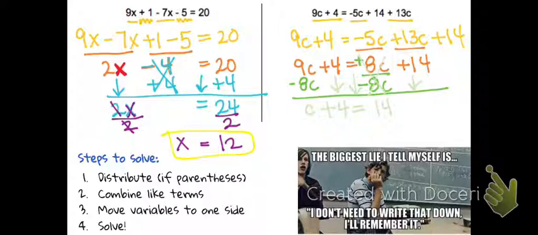Now there's just one thing happening to c. We're adding 4. So let's just subtract 4 from both sides, because that cancels out and we're just left on the left side with c. On the right side we have 10. So c equals 10.